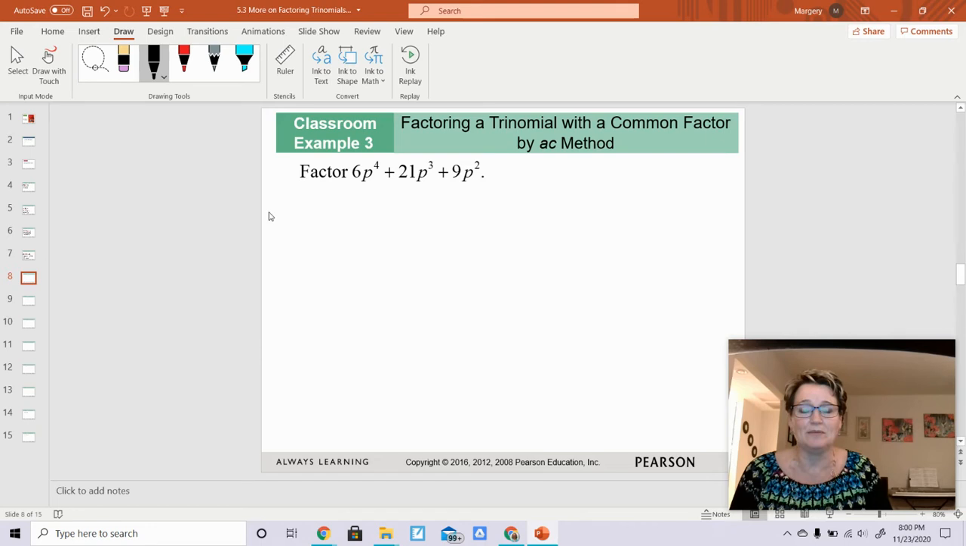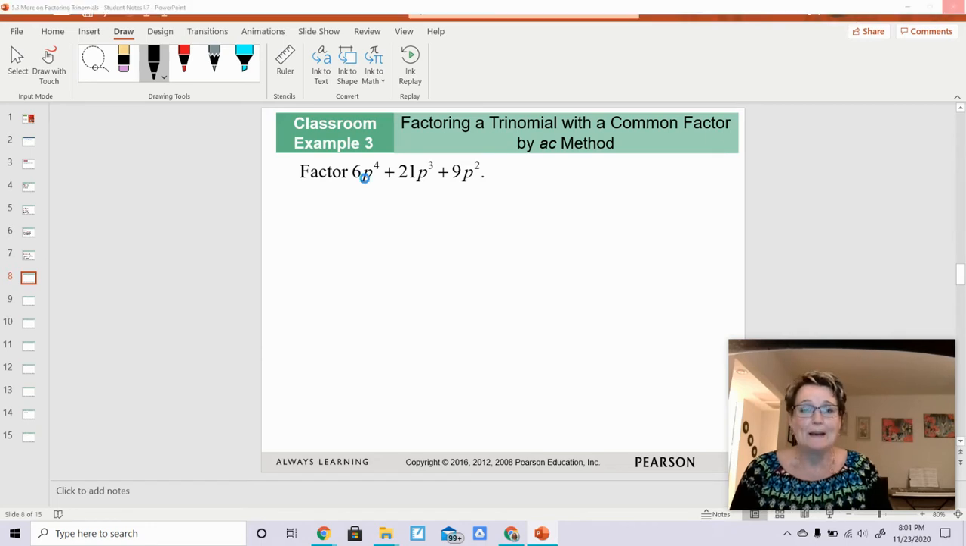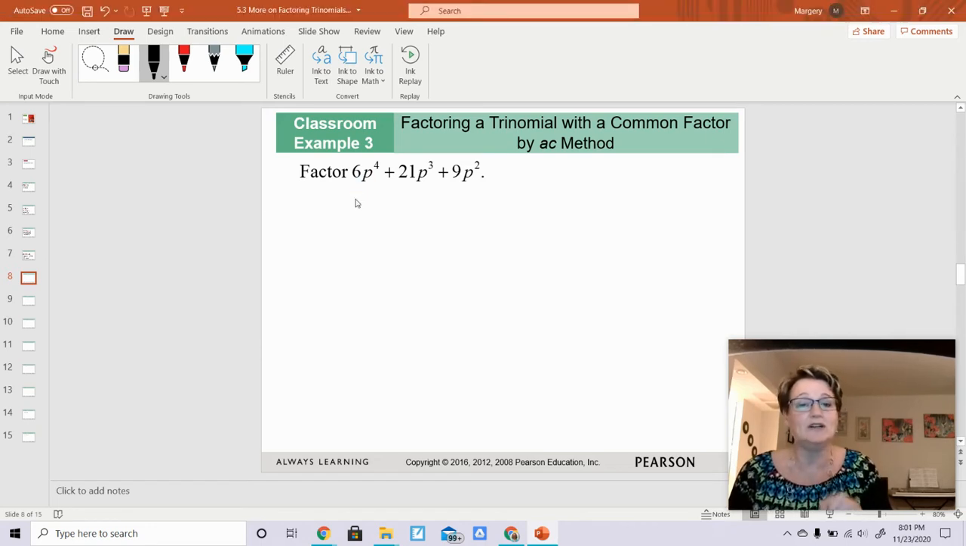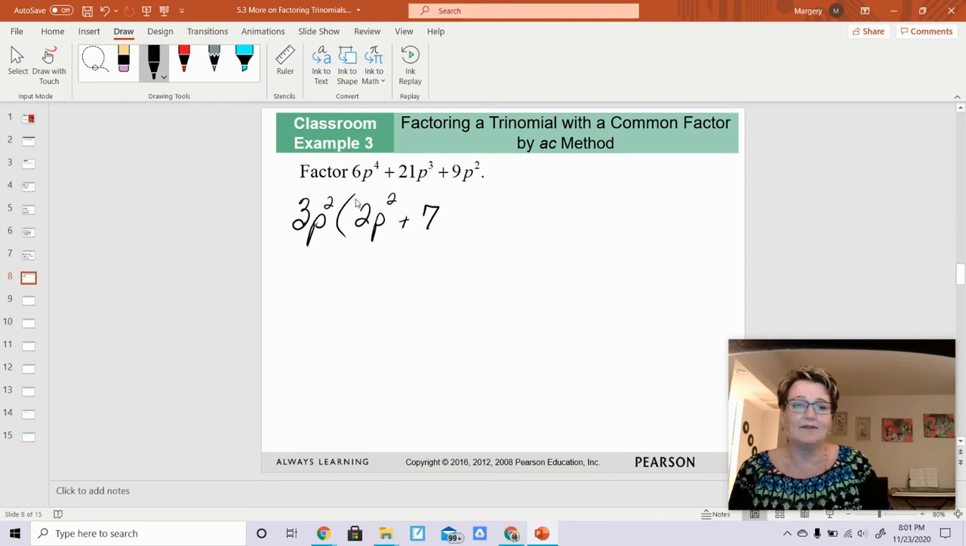It has a bunch of variables. Don't stress about it. But what I do want you to do is look to see if they share something. If you notice, they all three share a 3. They all three share a p squared. So I end up with 2p to the second plus 7p plus 3.